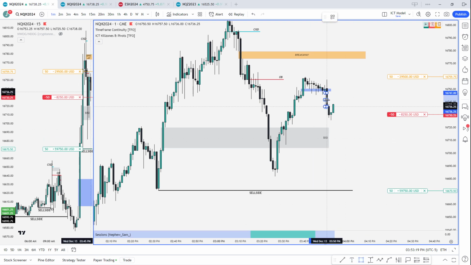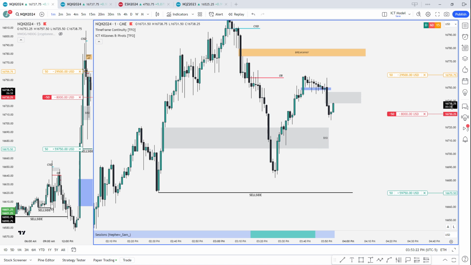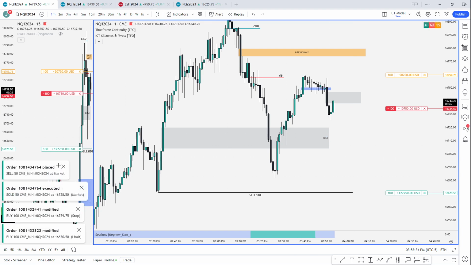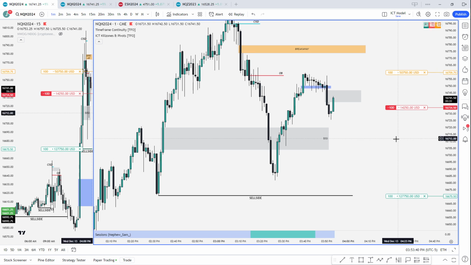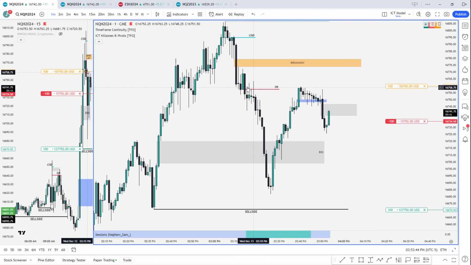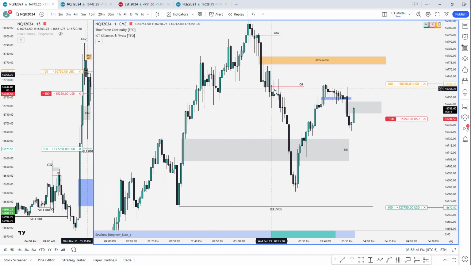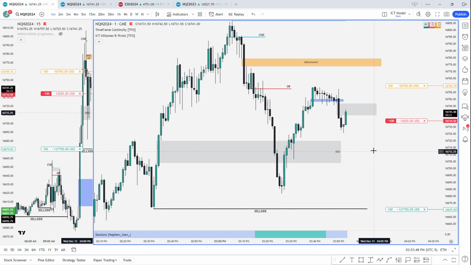We get another fair value gap right here. Bouncing off the order block like you said. All right, we'll add another 50. But yeah, you can tell we already got the move over here they were looking for. After that, basically nothing.